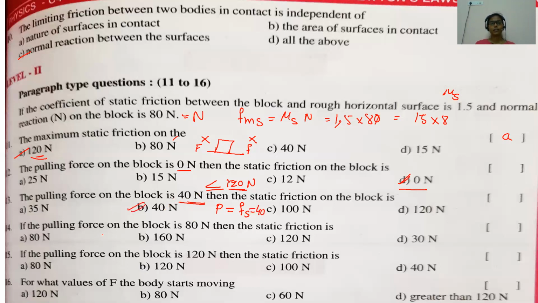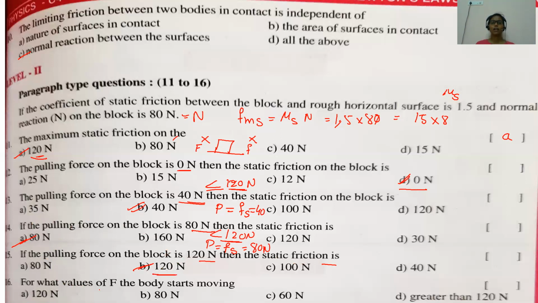Next, a pulling force of 80 newtons. I think this question needs no solving. You just need to check whether it is less than or greater than 120. Definitely it is less than 120. So if it is less than 120, the pulling force is just equal to the static friction, that is 80 newtons. Understood, children? So the answer is this. Next, if the pulling force on the block is 120 newtons, then the static friction is, even though it is not greater, just equal only. When it is equal, the pulling force is just equal to the static friction, so this is also 120 newtons.